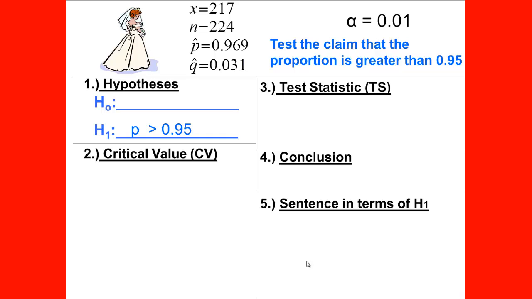We use p here because we're talking about the proportion, and we are not talking about a mean. So since we're not talking about a mean, we do not use the symbol mu. Mu means mean, p means proportion. So this is p greater than 0.95.